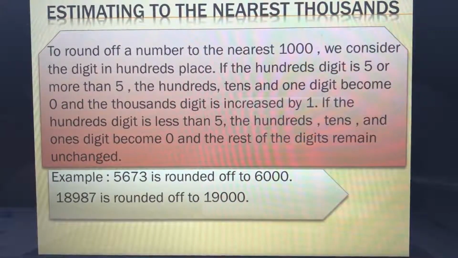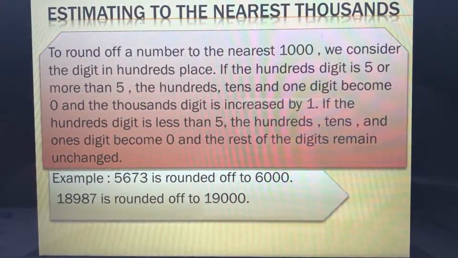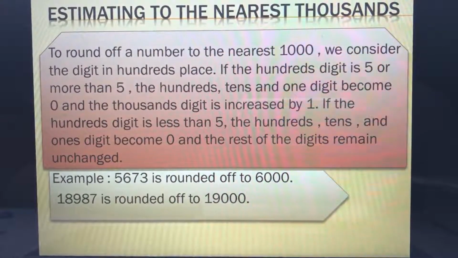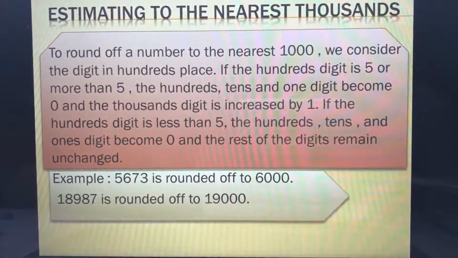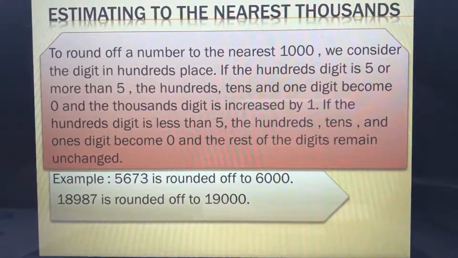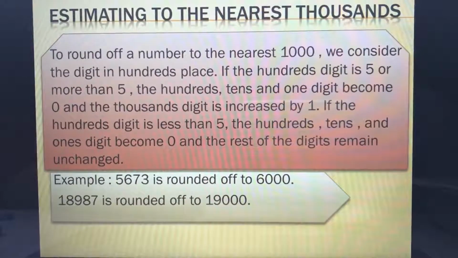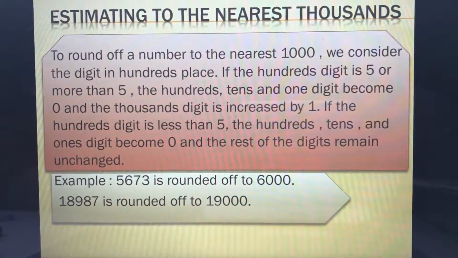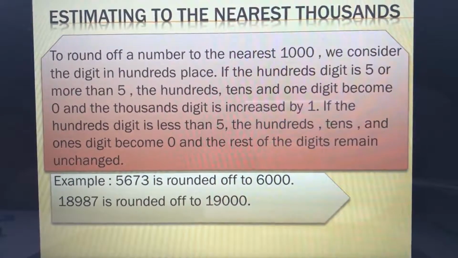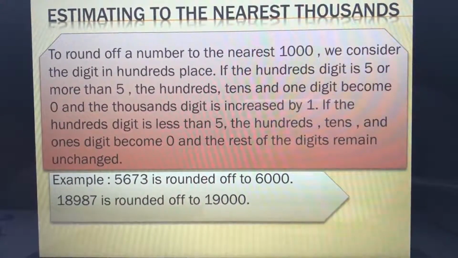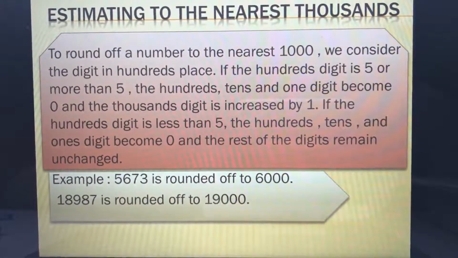5673. Here the hundreds digit is 6, which is greater than 5. So hence, hundreds, tens and ones digit becomes 0 and the thousands digit is increased by 1. So hence, 5673 is rounded off to 6000. Similarly, 18,987 is rounded off to 19,000.